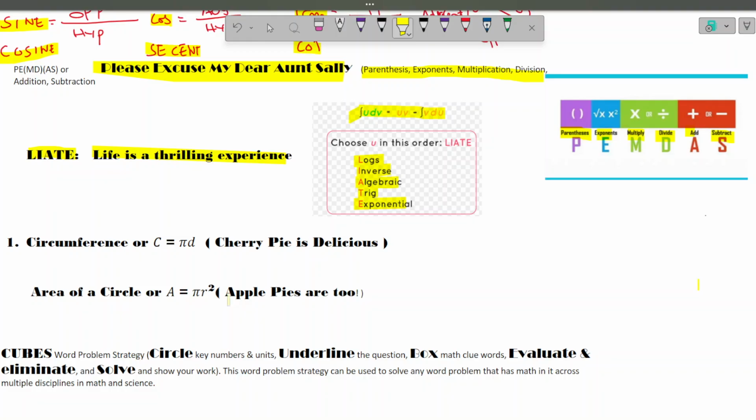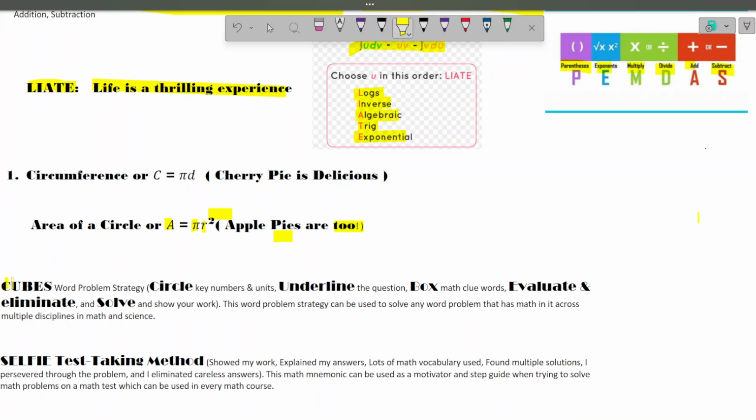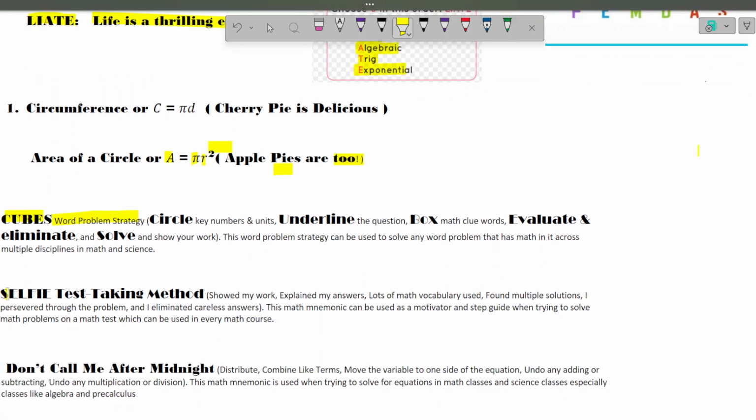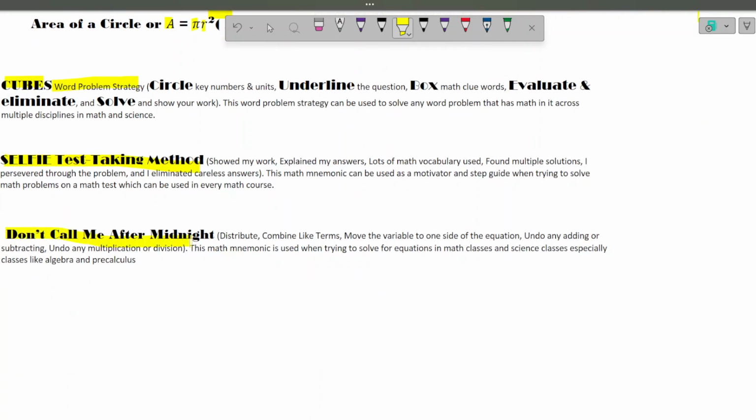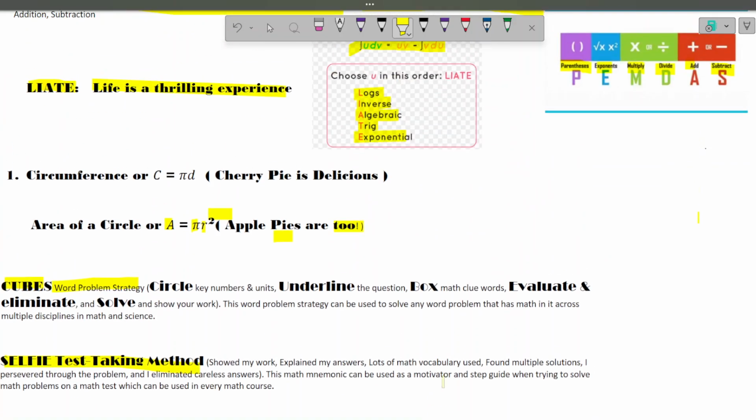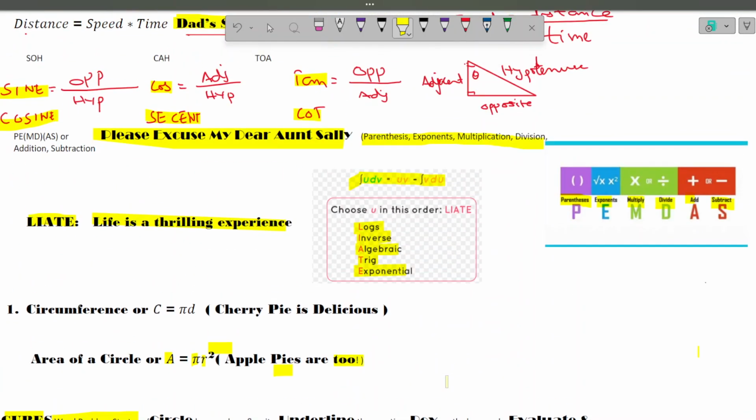Area of the circle, apple, pi r square. Similarly, for solving word problems, we need this and this. The selfie test method: please don't call me at midnight. So many things are there. So many mnemonics you can develop for your students' ease, when we want them to learn vocabulary and do the problems easily.